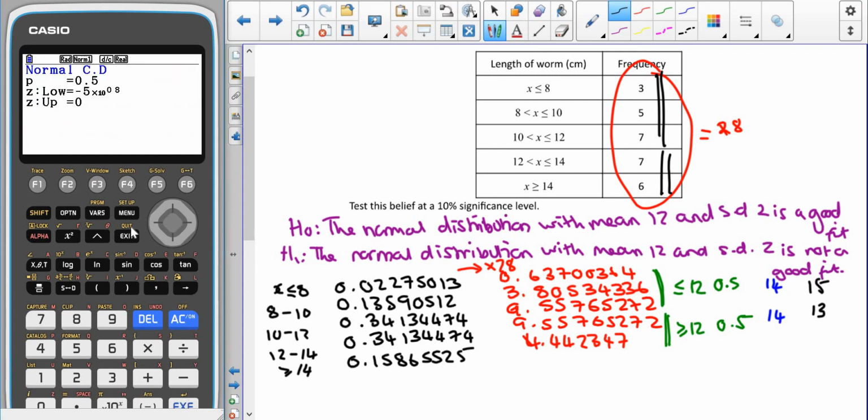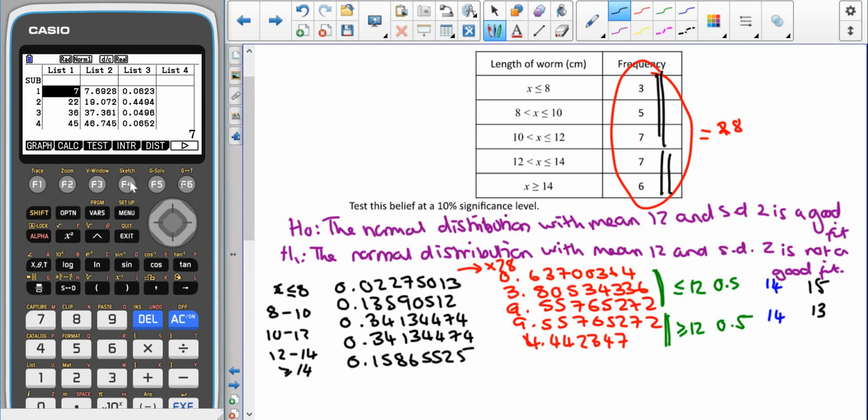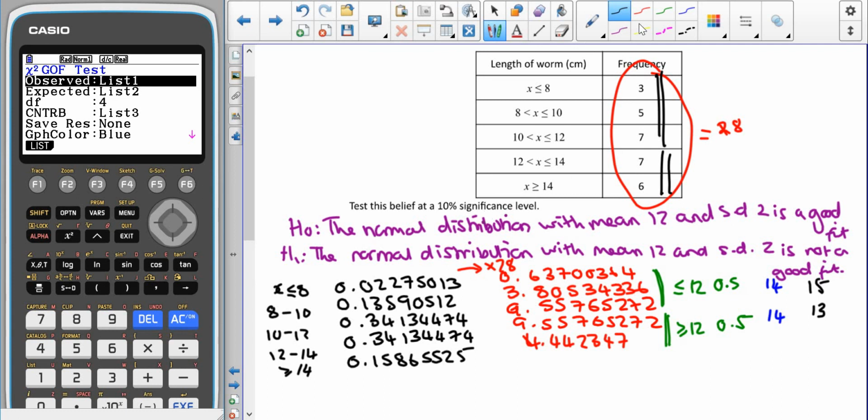So then we're going back in here, deleting what we have in the calculator. Our observed in list 1, so 15 and 13. Our expected in list 2, so that's 14 and 14. Going into test, chi, goodness of fit, and the degrees of freedom this time, well, the number of groups that we have after pooling is 2.